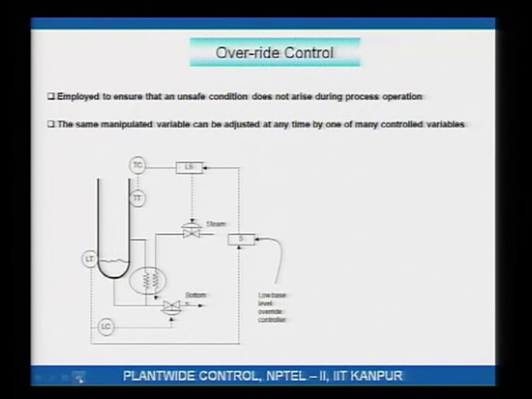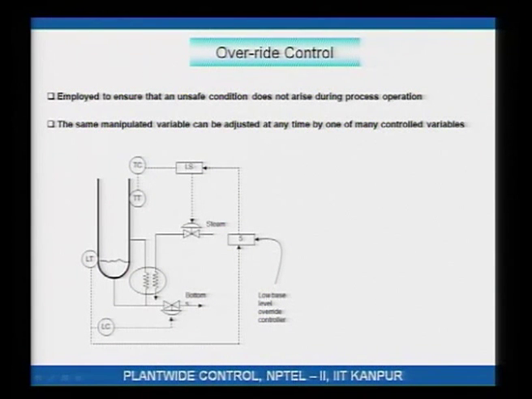So, here is a very simple example. This is the bottom of the stripping section of a distillation column. You have got the reboiler which is taking in steam. This steam is causing vapor to boil up. Now, ordinarily what happens is the steam valve is moved by the temperature controller.